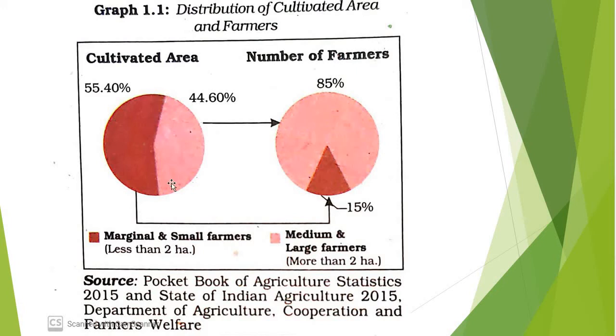55.4% of farmers in India are small or marginal, and they own about 15% of land. On the contrary, 44.6% are medium and large farmers, and they own about 85% of agricultural land. So with this data you can understand that this unequal distribution of land is not only a problem of Palampur, it is the problem of the entire nation.